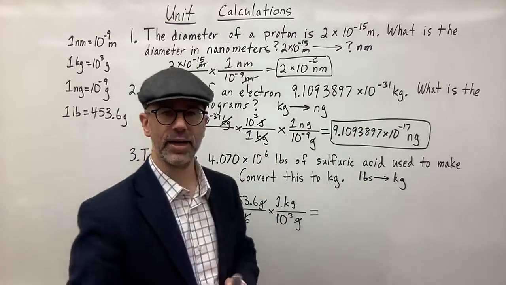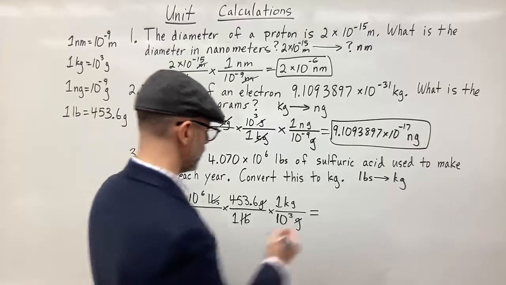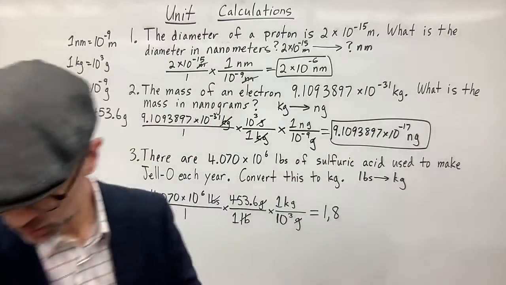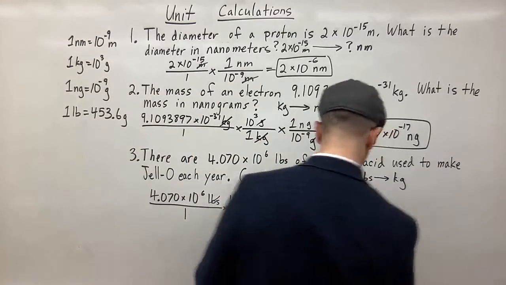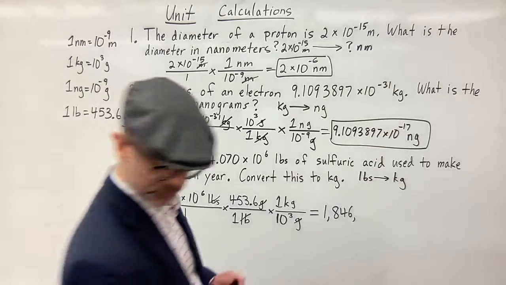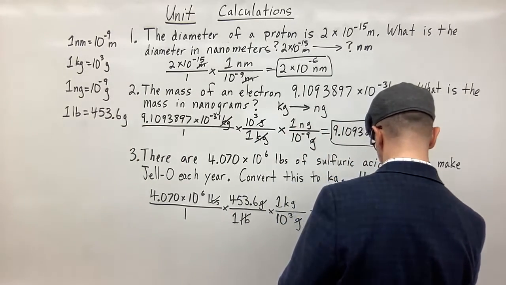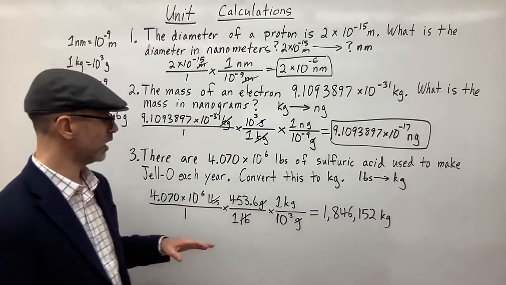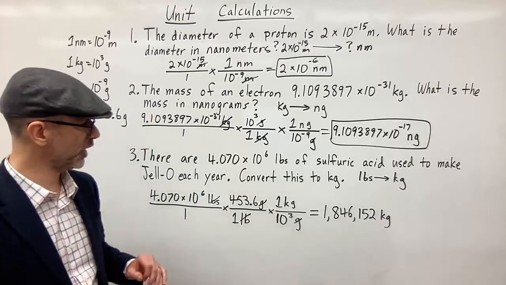And when I do that, I get like 1.8 million. Let's see. 1,846,152 kilograms. So that's the number of kilograms of sulfuric acid used to make Jell-O every year.